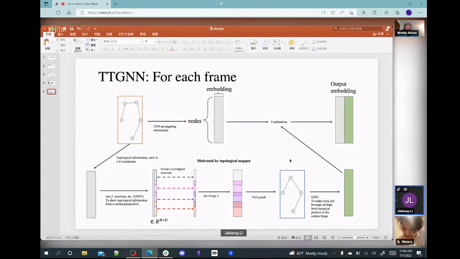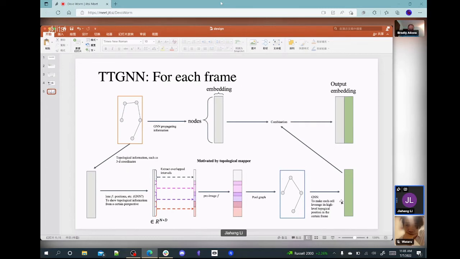And actually, in a practical case, the original graph will have a lot of nodes, and this pooled graph will have a small number of nodes. And then we will use another graph neural network, or I would recommend using a graph neural network here, but we may have some other choices, to make each cell here leverage its high-level topological information in its certain frame. That means a node here will perceive the topological information of its locality.